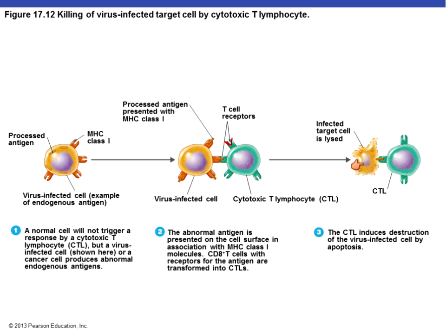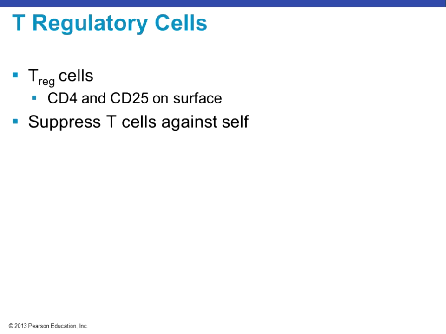So the MHC class 1 marker usually says, hey, I'm a healthy cell, I'm okay, if it's naked by itself. But when it's attached to an antigen, or if it's slightly different from what it needs to be, the cytotoxic T cells will recognize that, and they will target that cell for destruction.